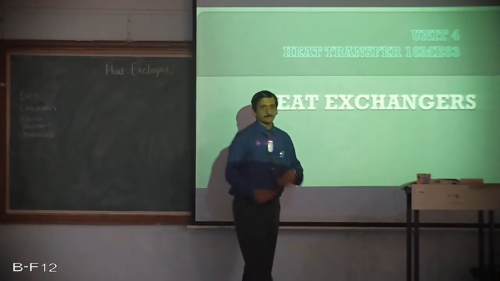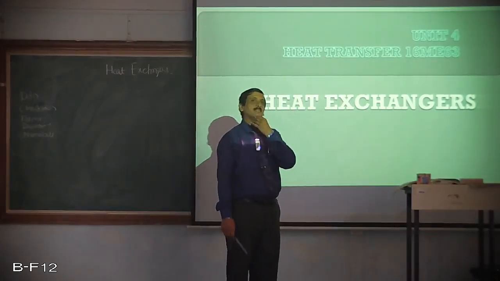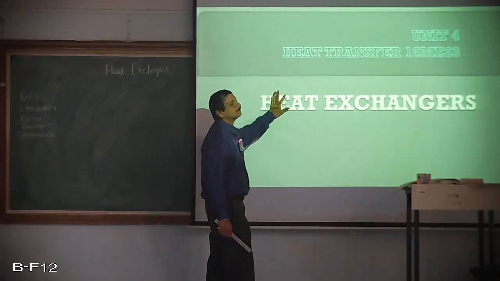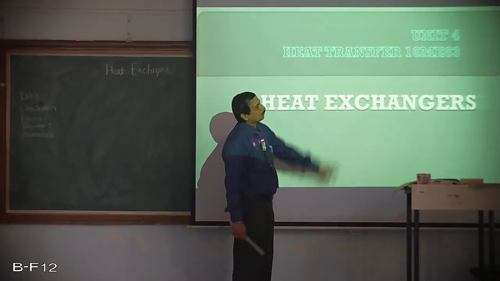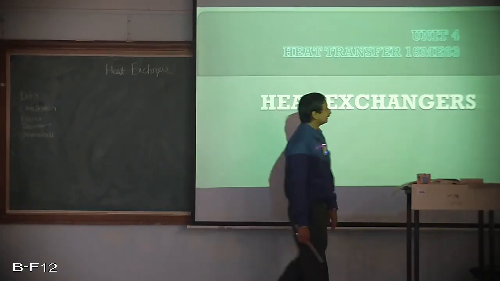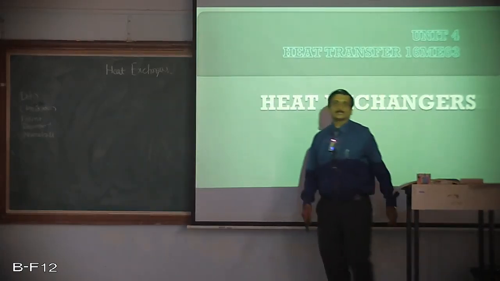I am dealing with unit number 4, heat exchangers, in the heat transfer theory, which is 16 ME 63. And this particular topic is very interesting, and I should say that you can bet 19 out of 20 in any of the exams. Okay, why is it so? I will explain at a later stage. So let us start the topic.